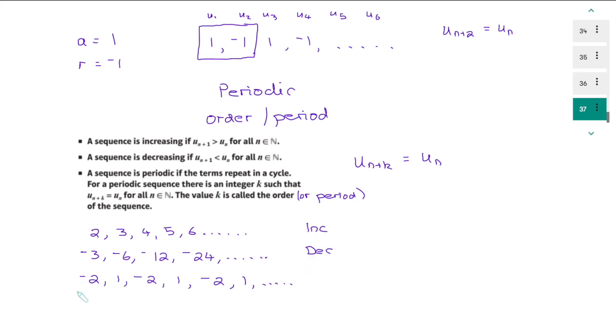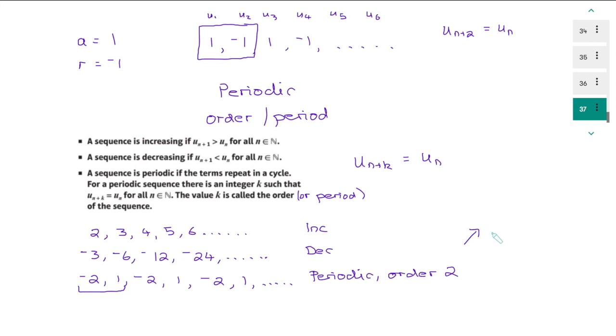So all we can say about this is that we can see that it repeats. Okay, so this is a periodic sequence. And what's the order? Just like before, it's a periodic sequence of order 2, because we're going around in a cycle of 2. Now you might be wondering, how would I express this sequence if I wanted to define it in terms of Un? Well, let's just have a little think here.